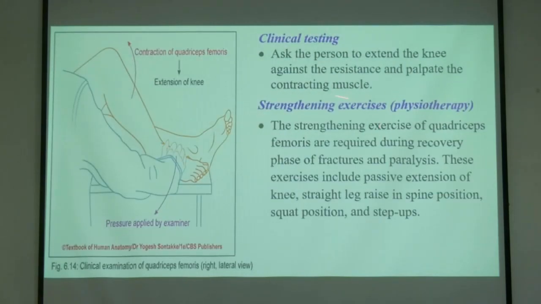So this is how you can test the strength of the quadriceps femoris. Ask the patient to extend the knee against resistance. Resistance is given from the anterior aspect, and the patient is asked to extend the knee.